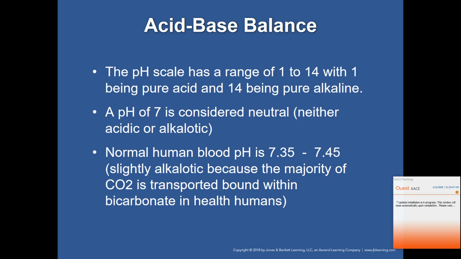So a pH scale has a range of 1 to 14. You see some of them with 0, but most of them are 1 to 14, 1 being pure acid and 14 being pure alkaline. Why is that significant? Because a pure acid is almost completely hydrogen. Hydrochloric acid is like a 1.